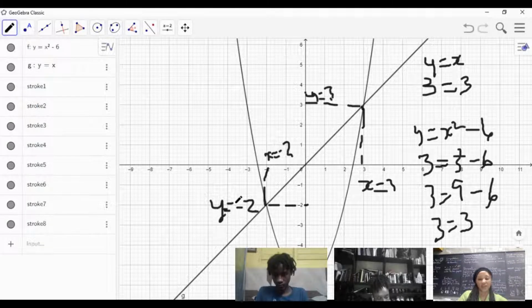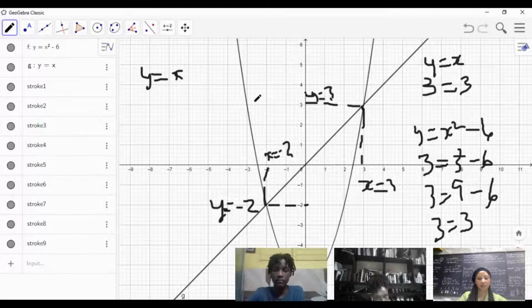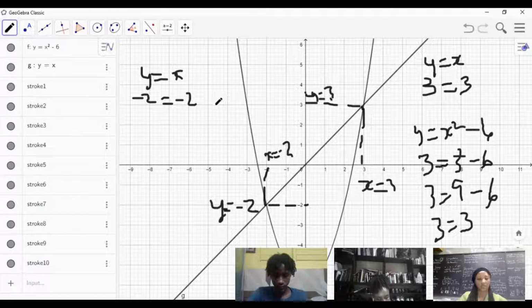So let's go over here now to this solution. y equals x. Okay, miss. So y is negative 2 and x is negative 2. So negative 2 equals negative 2. Okay, so that one checks out.